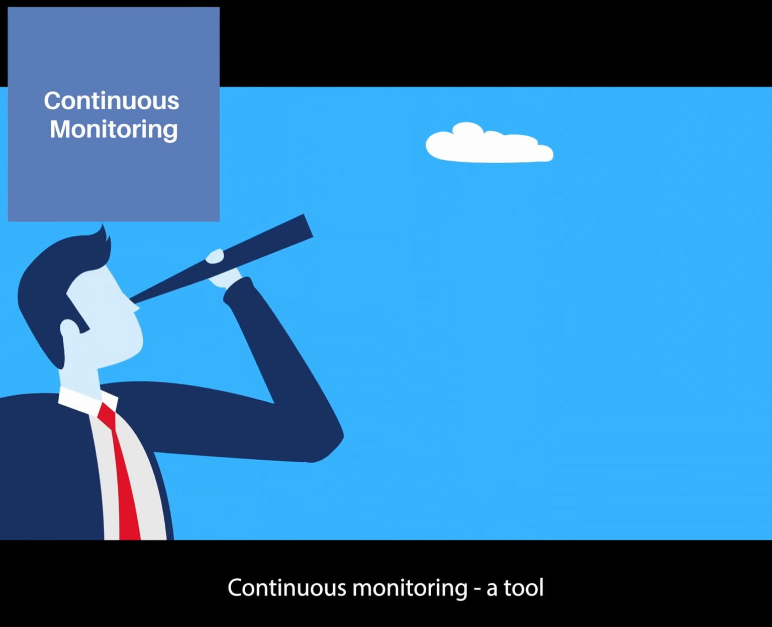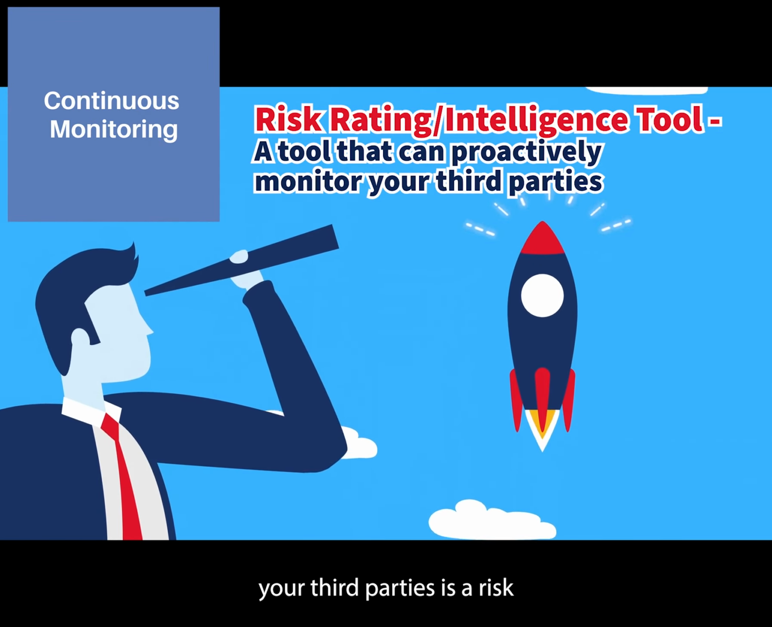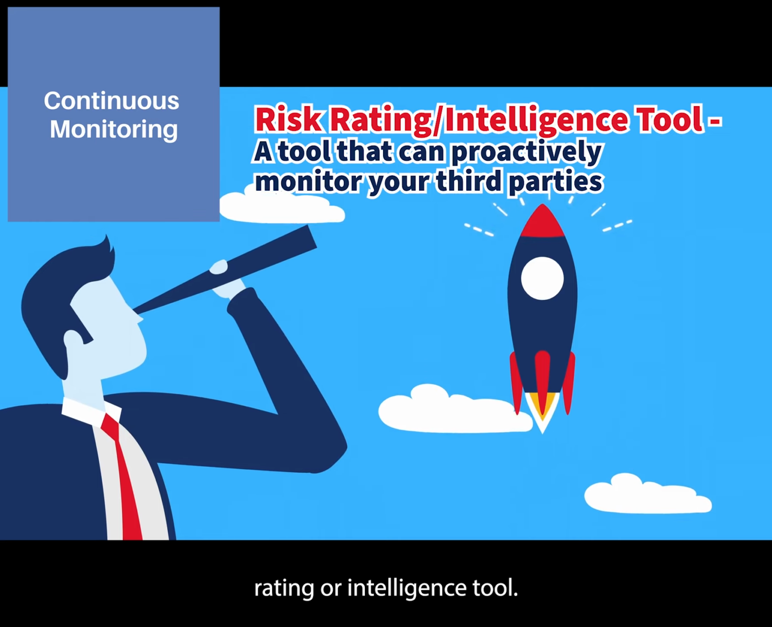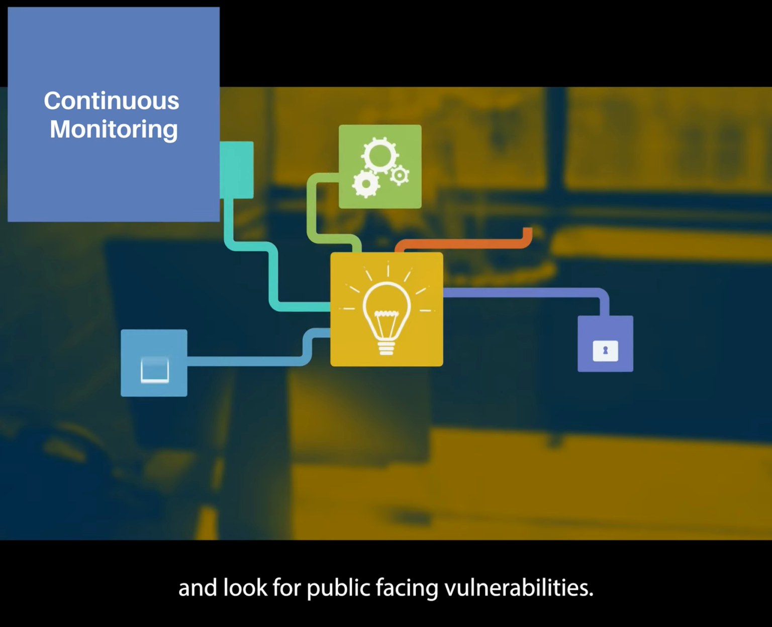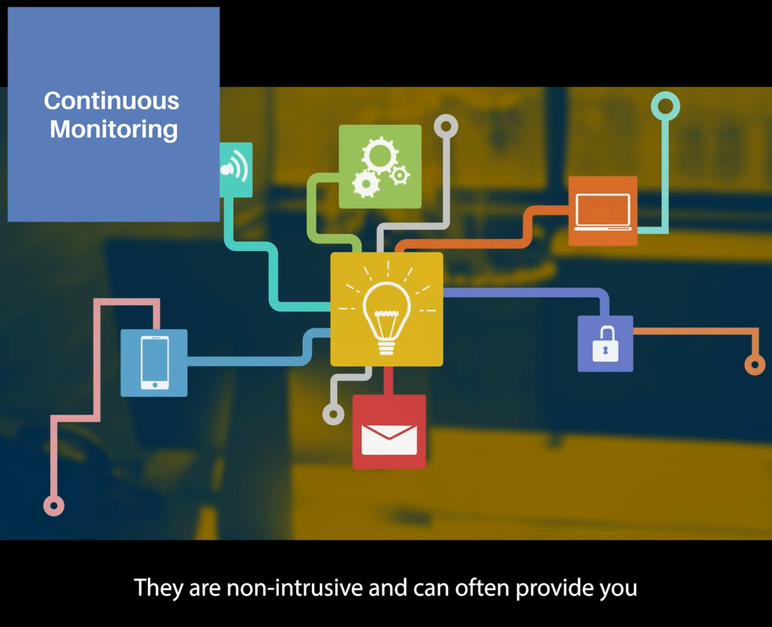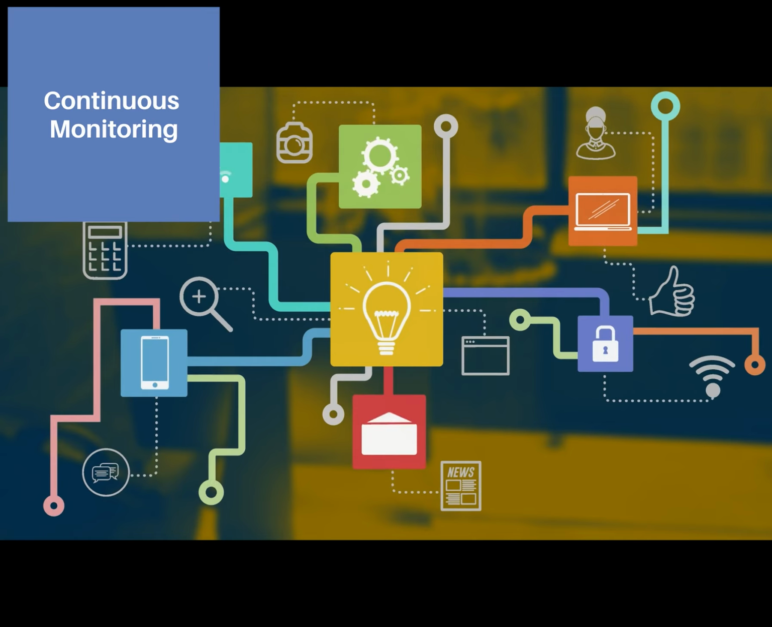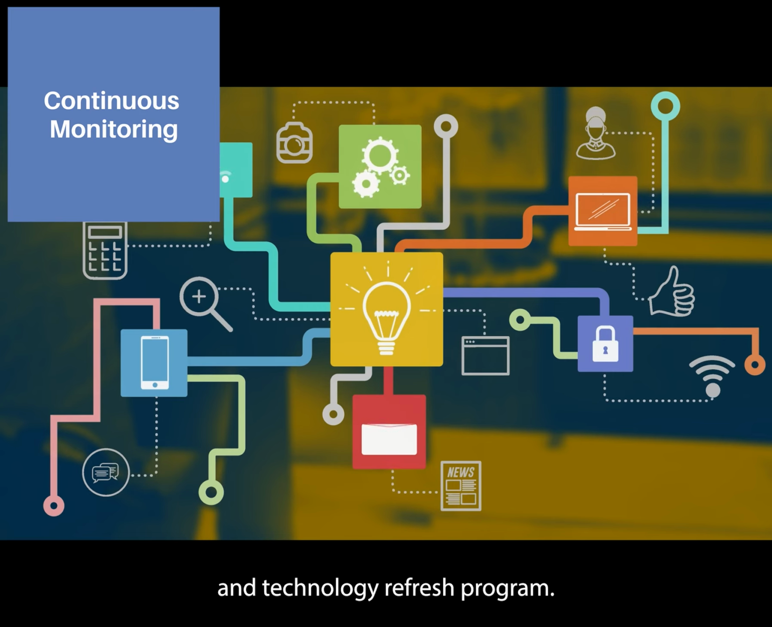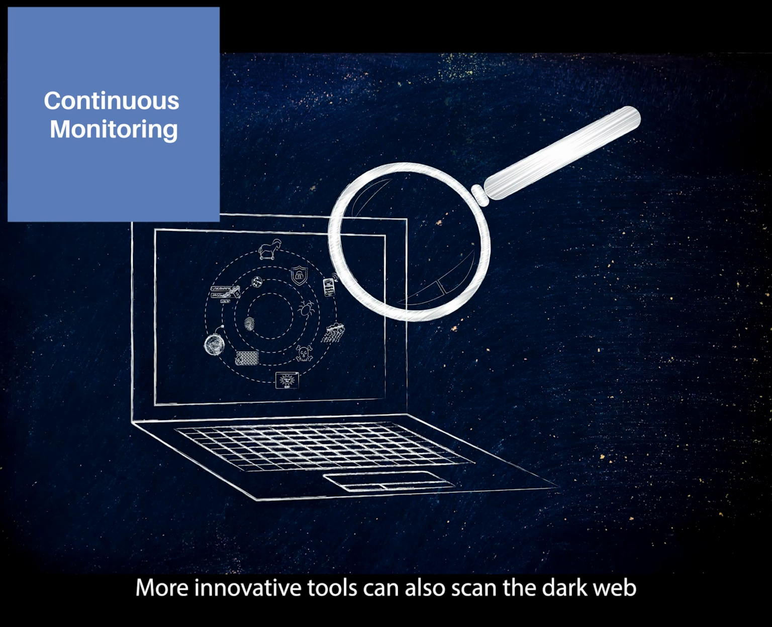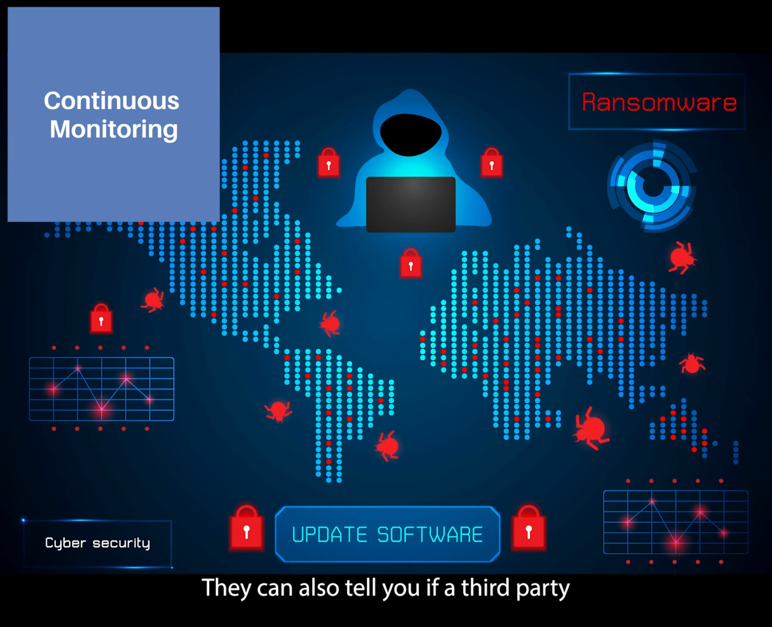Continuous monitoring. A tool that can proactively monitor your third parties is a risk rating or intelligence tool. These tools scan the perimeter of third-party networks and look for public-facing vulnerabilities. They are non-intrusive and can often provide you with accurate information on an organization's vulnerability management and technology refresh program. More innovative tools can also scan the dark web and look for stolen data and/or accounts that belong to third parties.